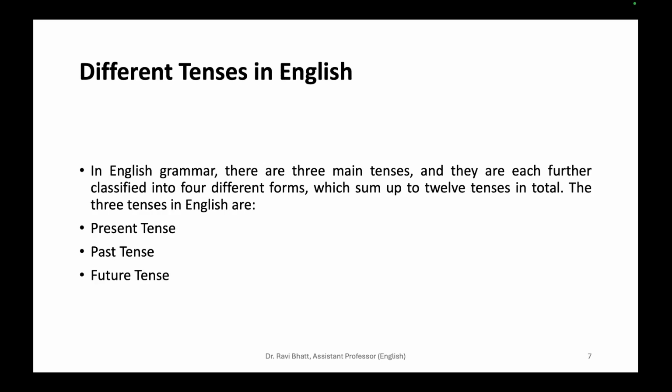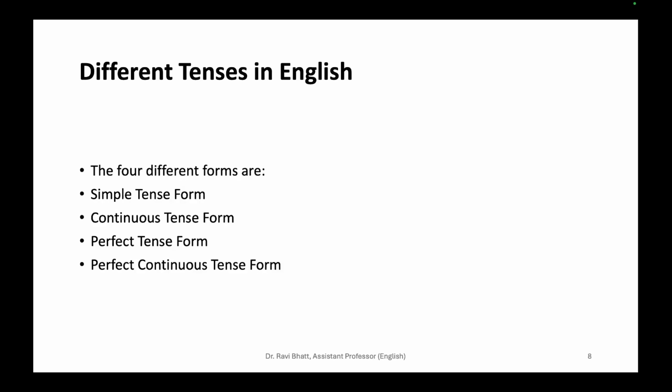Now, like I said, in English grammar, there are three main tenses, and they're each further classified into four different forms, which sums up to 12 total tenses in the English language. There are three basic tenses, along with four variations each. So the three tenses in English are present, past, and future. And the four different forms of those three basic tenses are simple tense, continuous tense, perfect tense, and perfect continuous tense.